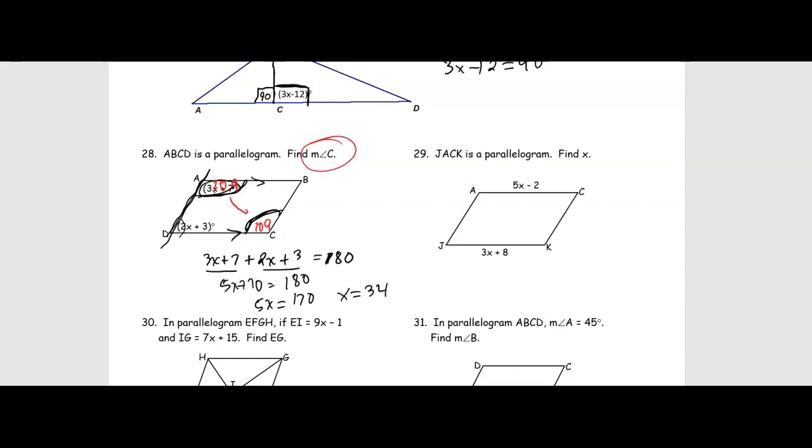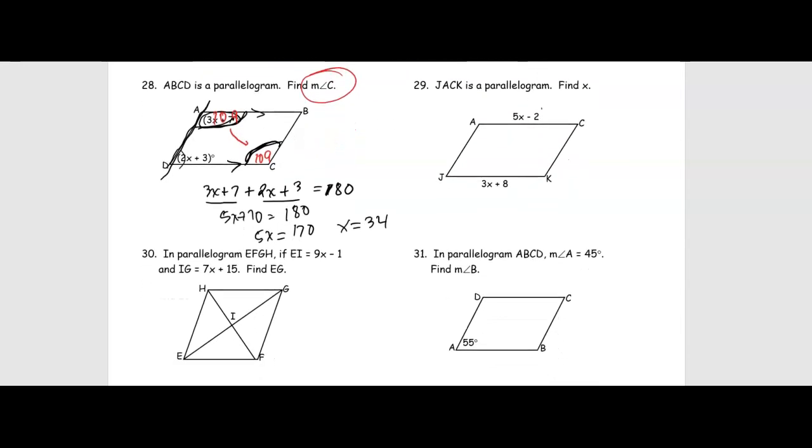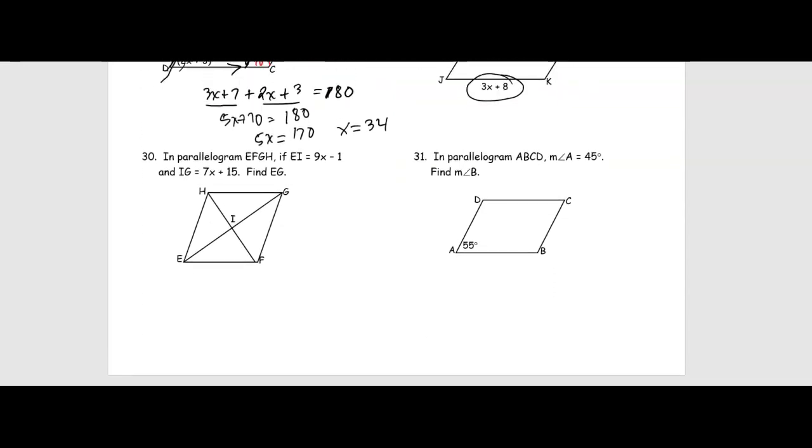Okay. 29 is pretty straightforward. Opposite sides are congruent. So we just want to take this and this. Those have to be equal to each other. So you set those equal to each other. And then we would solve that equation.